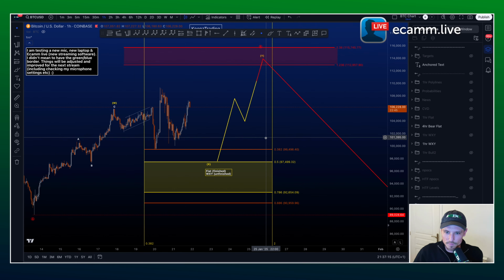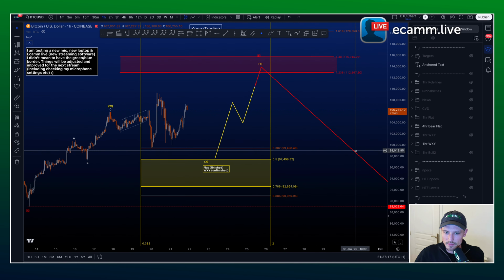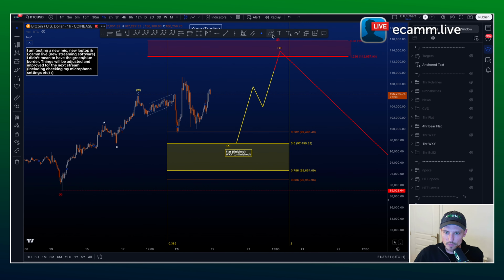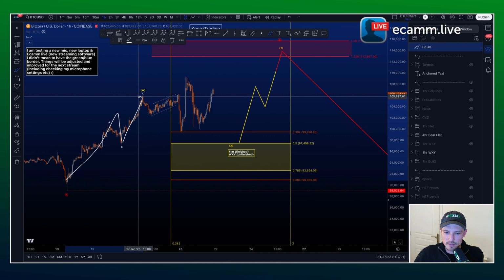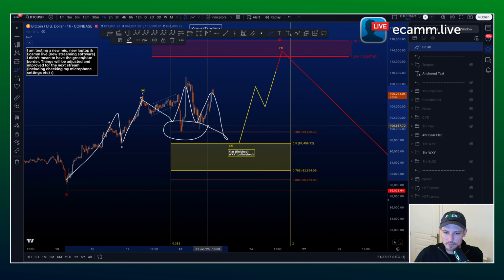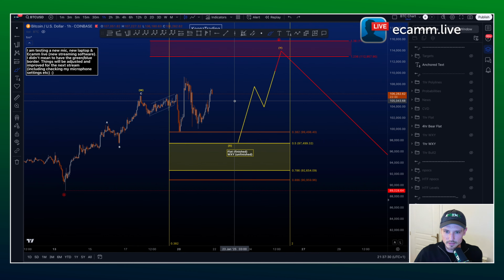So the WXY, where is it? ABC, W, WX, ABC and a Y, finish X, grab the liquidity, and then move towards the upside is definitely a scenario that's still on the cards.